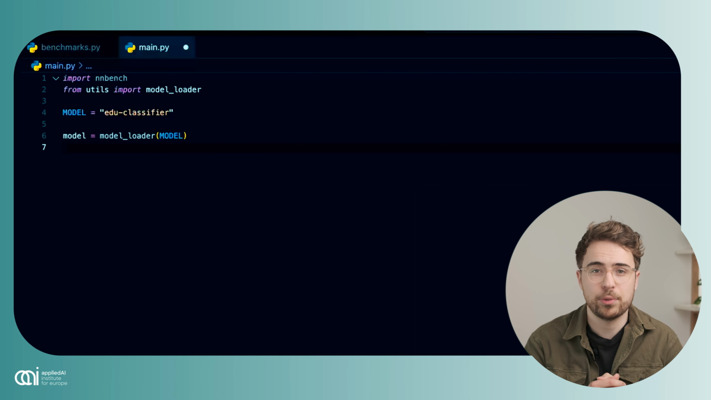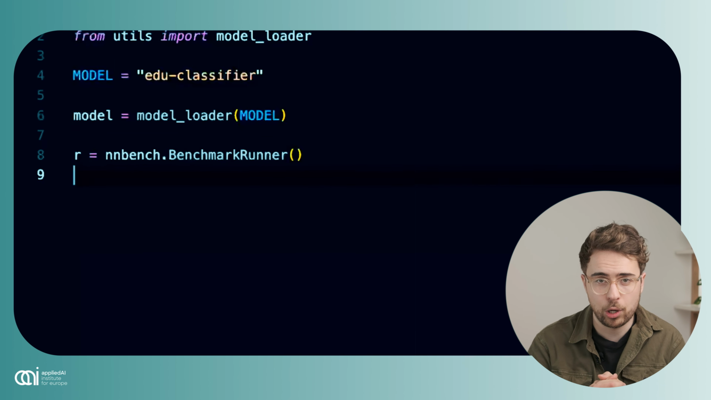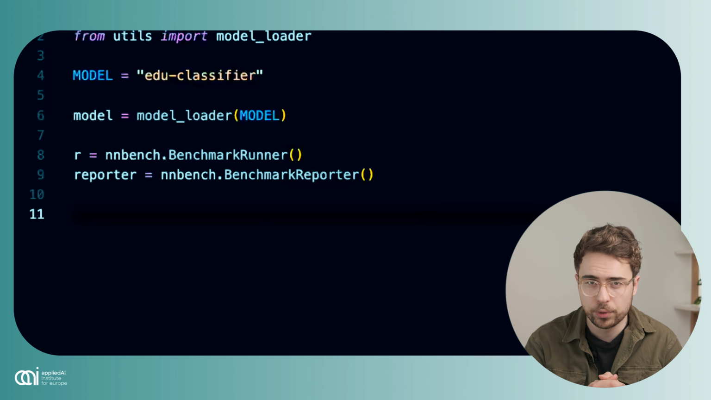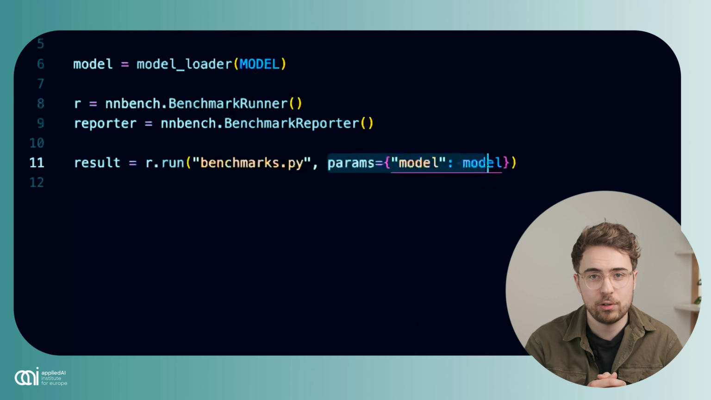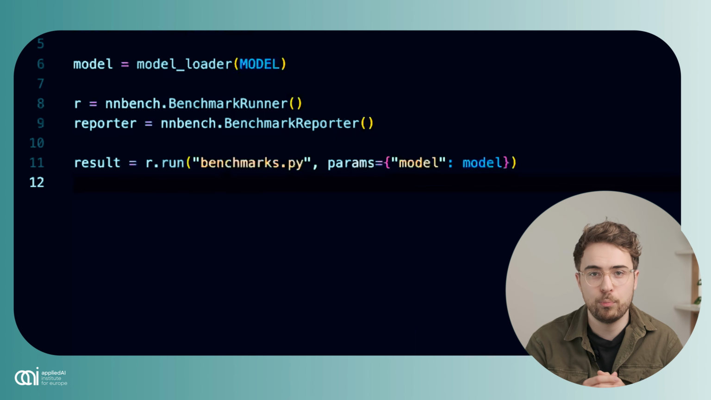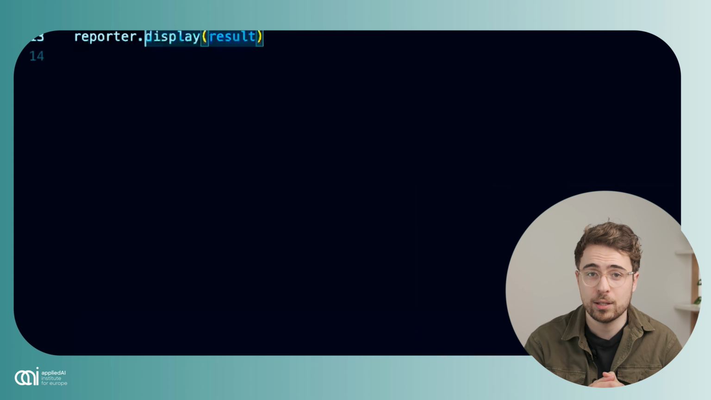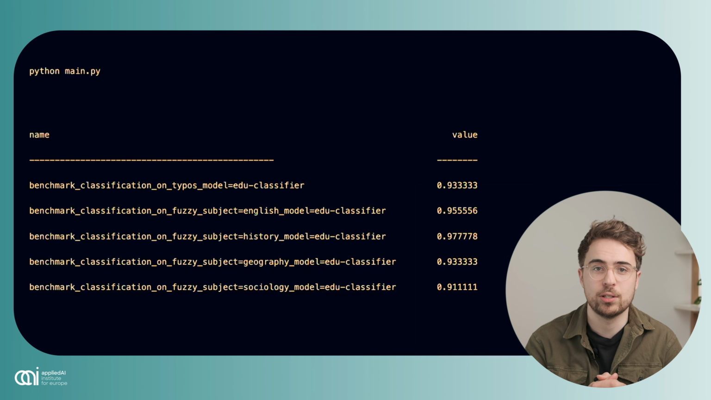Now we are going to set up the benchmark runner and the benchmark reporter in our main.py file. For that, we simply created instances of these two. We then provide any necessary parameters and use the run method of the benchmark runner to execute the benchmarks defined in our benchmarks.py file. Finally, we use the display method of the reporter to display the benchmark results in a tabular format. nnbench makes it easy to define custom benchmarks that cover various aspects such as data quality, fairness and robustness, in addition to your traditional performance metrics.